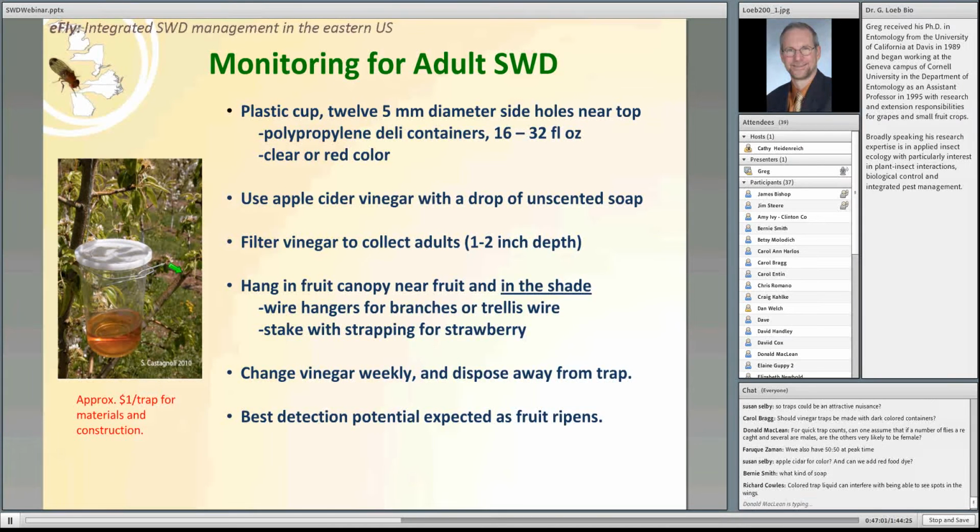In my case, we have a scope, so we would look under the scope to identify both males and females of spotted wing plus other species. And I want to emphasize that you're likely to catch other fruit fly species, so you need to go through that step of at least identifying the males.